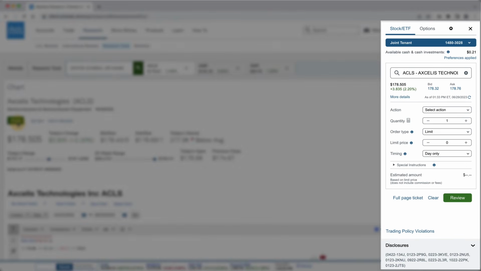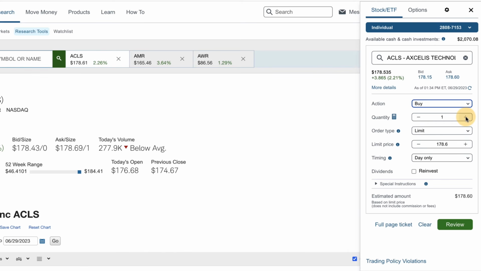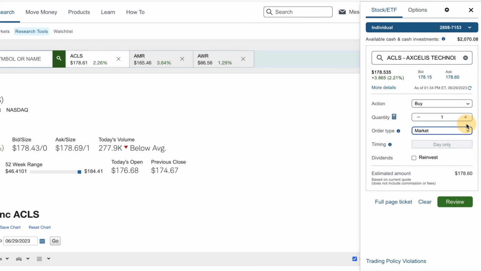This pulls up what's called the snap ticket. You can see it's automatically populated the stock we're going to buy, which is ACLS. Our action is buy. Since this is just an example, we're going to buy one share to keep things simple. For today's example, we're going to use a market order, which should give us a quick fill. And now finally, we're going to review and place that order.